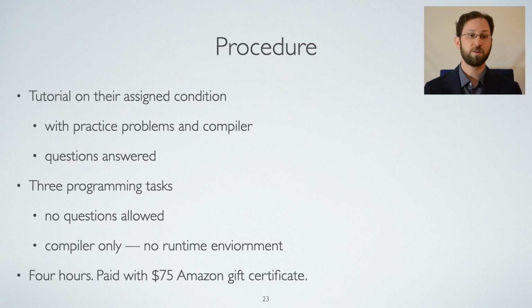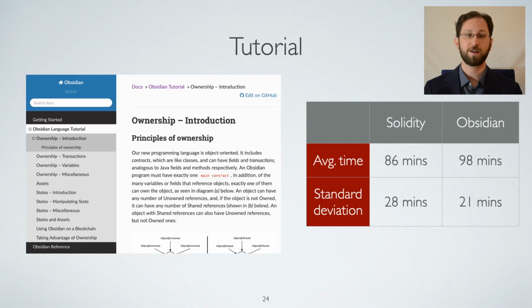So in the experiment, we gave people a tutorial on their assigned condition. We gave them practice problems and a compiler, and they had someone available who could answer their questions about the language. And then we gave them 3 programming tasks in which we did not answer their technical questions. We only gave them a compiler, not a runtime environment, because our focus was on how the language would rule out bugs at compile time. We allocated 4 hours per participant, and we compensated our participants with a $75 gift card.